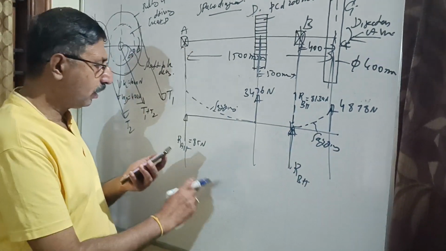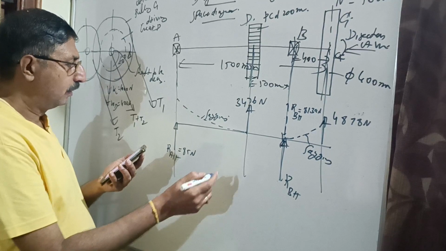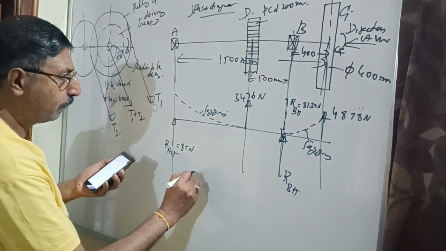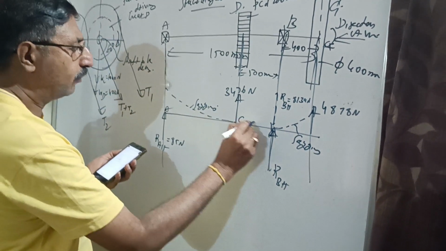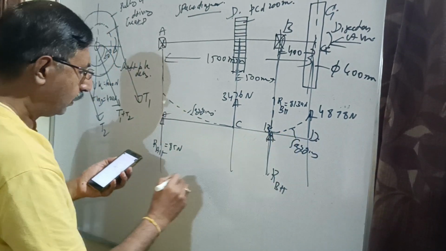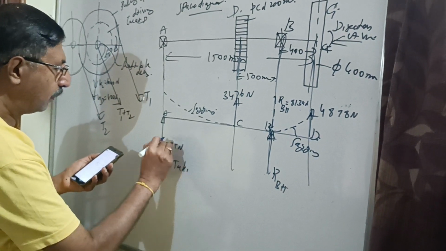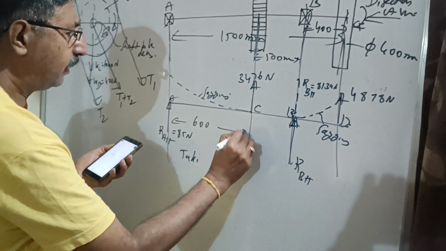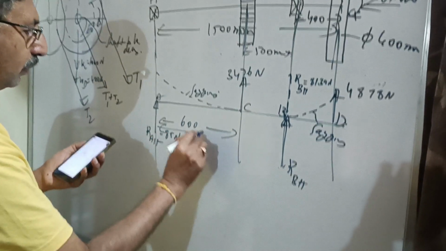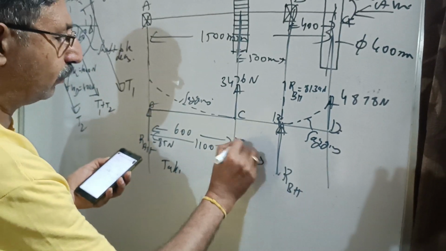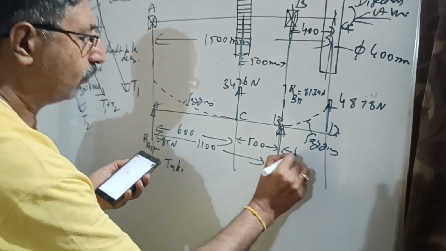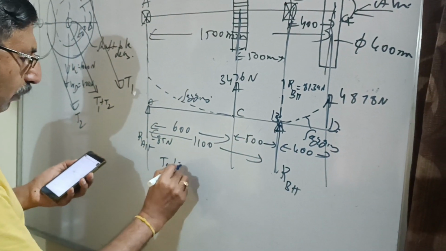Similarly, let us draw the horizontal loading diagram. Okay, so taking moment about B. So, A, this is C, this is B, this is D. Taking moment from here to here, I think it is 600. This is 1100. This is 500. Here it is 400. Okay, now taking moment about B.